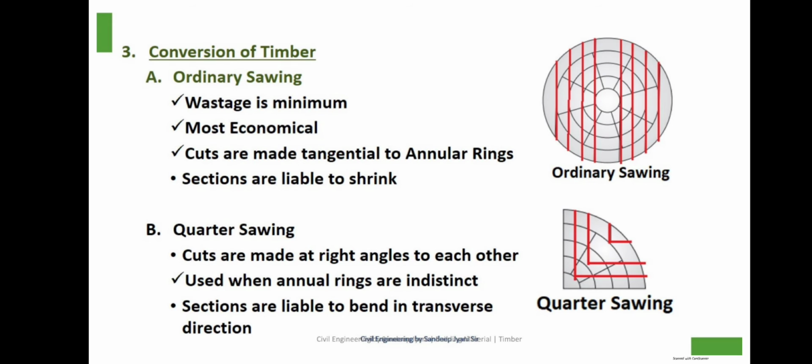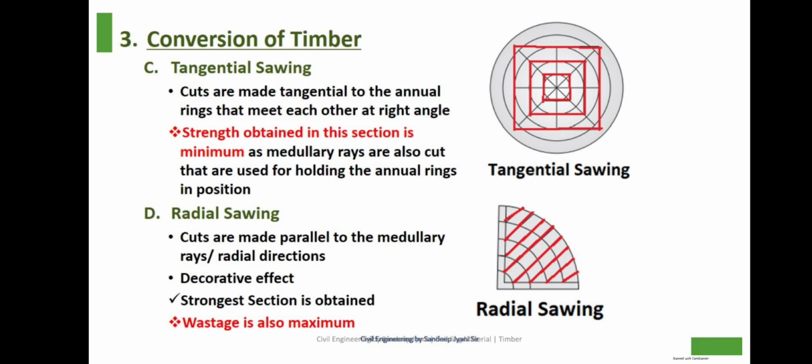B, quarter sawing. Cuts are made at a right angle to each other. Used when annual rings are indistinct. Sections are liable to bend in the transverse direction.